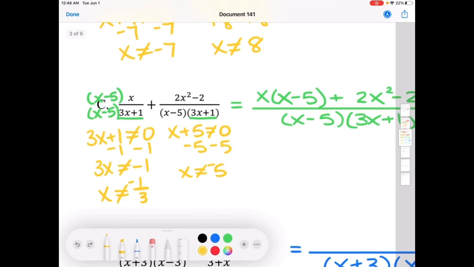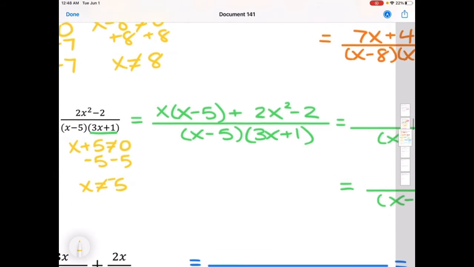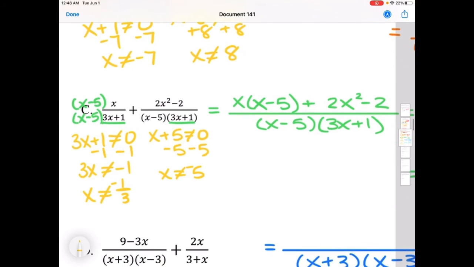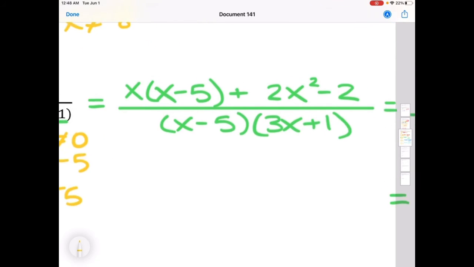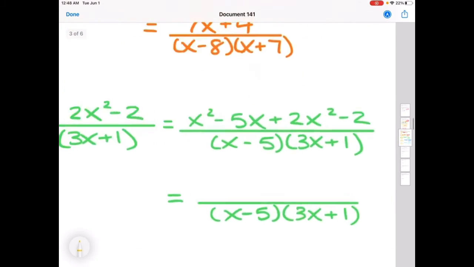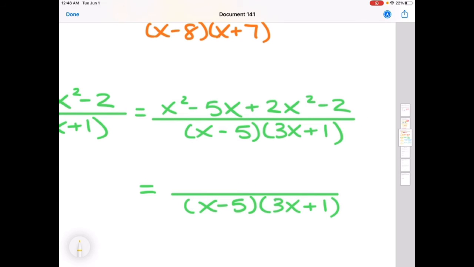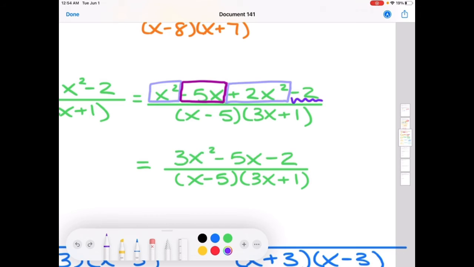So here, if I multiply x minus 5 by x, and I'm going to keep the 2x squared minus 2, because then I'm going to have the same denominator, and I can add both of my numerators. So here I have x times x is going to give me x squared. X times -5 is going to give me -5x. So here I'm going to have x squared minus 5x plus 2x squared minus 2. Here I can combine like terms, and I can see I can combine x squared and 2x squared, and I'm going to be left with 3x squared minus 5x minus 2 all over x minus 5 times 3x plus 1.